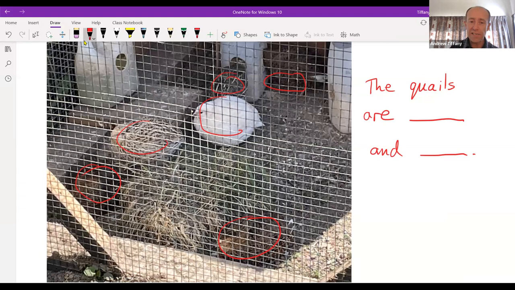You can see some grass on the screen. They like to hide under the grass, like this one, but they don't make a den. They don't live in a cave. Okay? The quails are sitting and happy, says Tomoko.